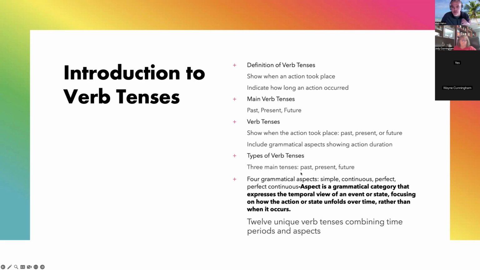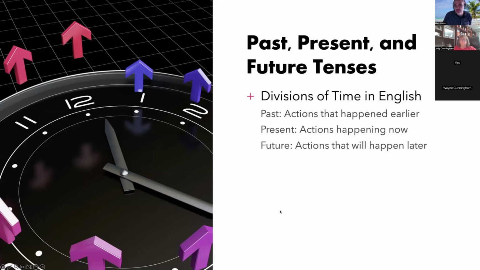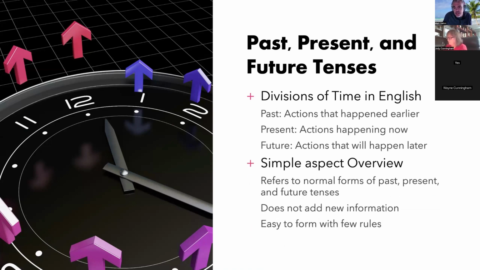So basically what we're going to do is, these three main tenses, past, present, and future, and then we can have these grammatical aspects: simple, continuous, perfect, and perfect continuous. So it makes 12 unique tenses. And so we'll go over this. Divisions in time in English, obviously we have past, something that happened earlier, present, something that happens currently, or future actions that will happen later.